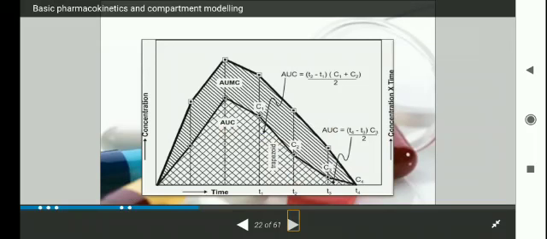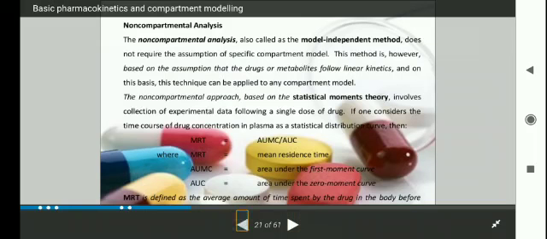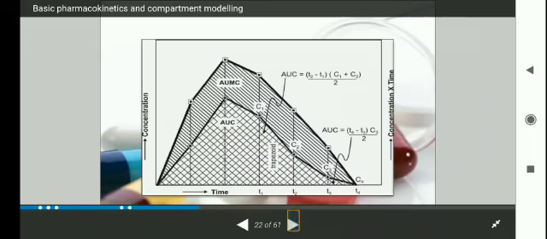Here you can see AUC, AUMC, and this comes under your 2 marks. I hope you understand this is your 2 marks, and in your 2 marks you will be asked like this: write a note on statistical moment theory. Then you have to write this slide along with this diagram. Non-compartmental analysis is also called statistical moment theory, under which you need to explain MRT along with AUC and AUMC, along with this graph.